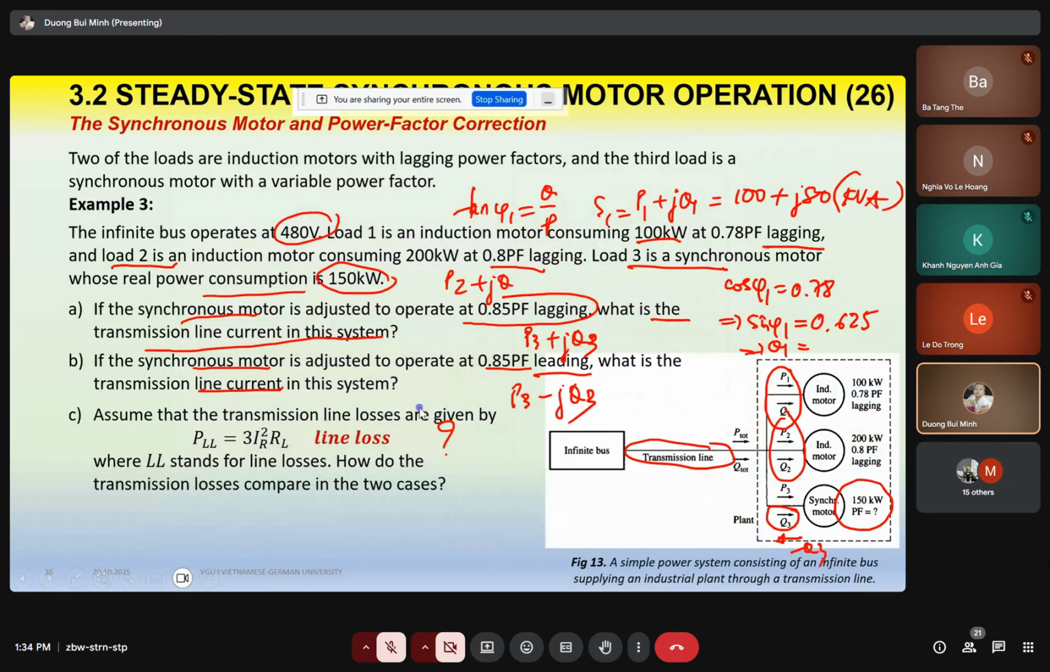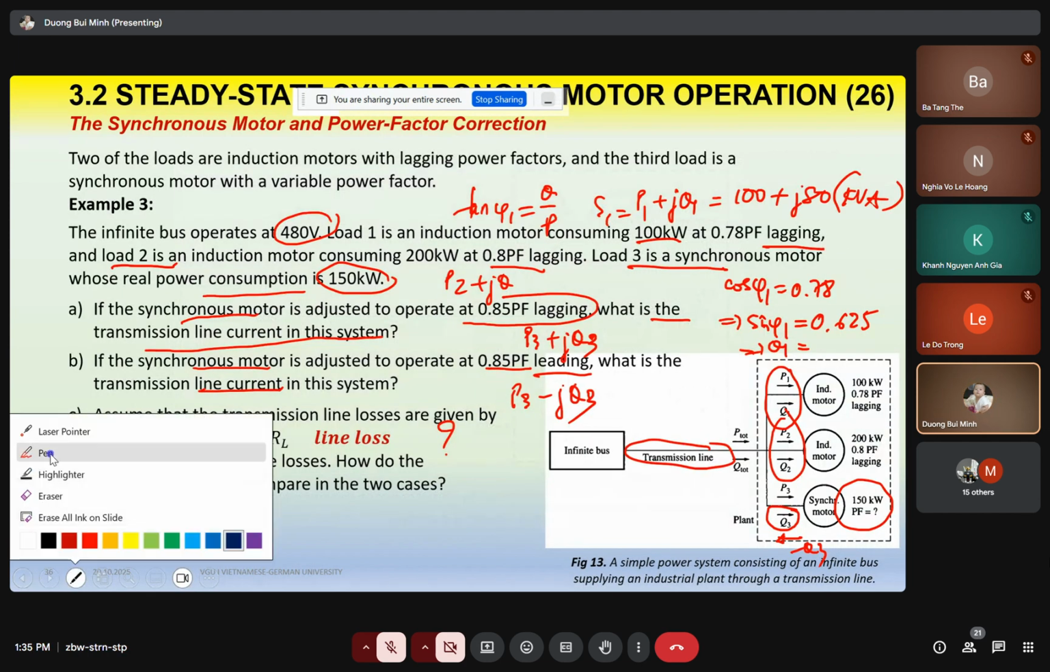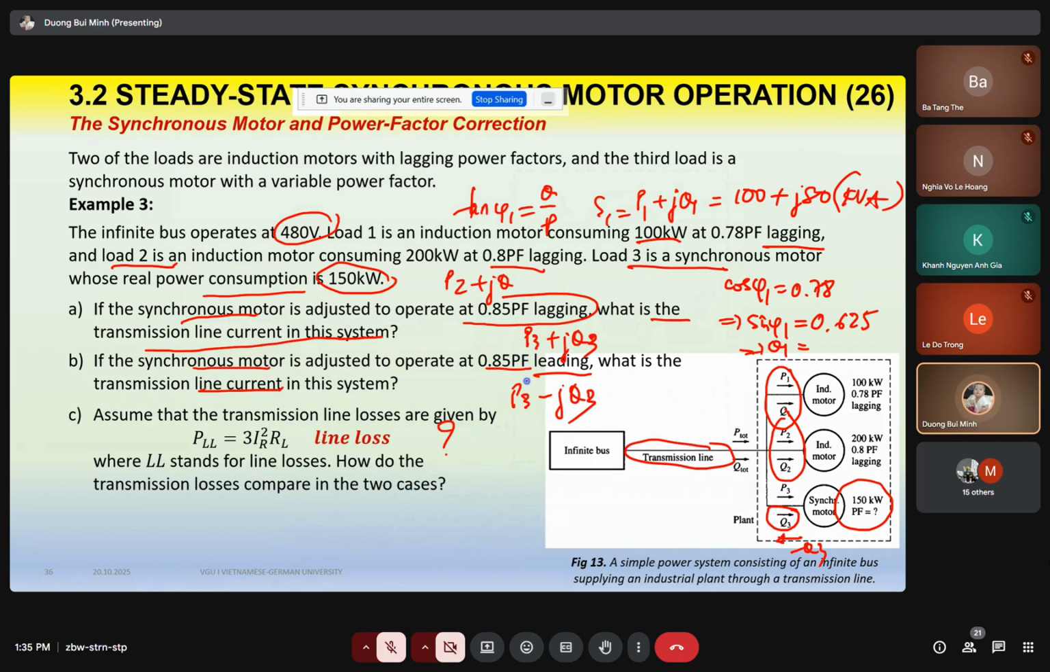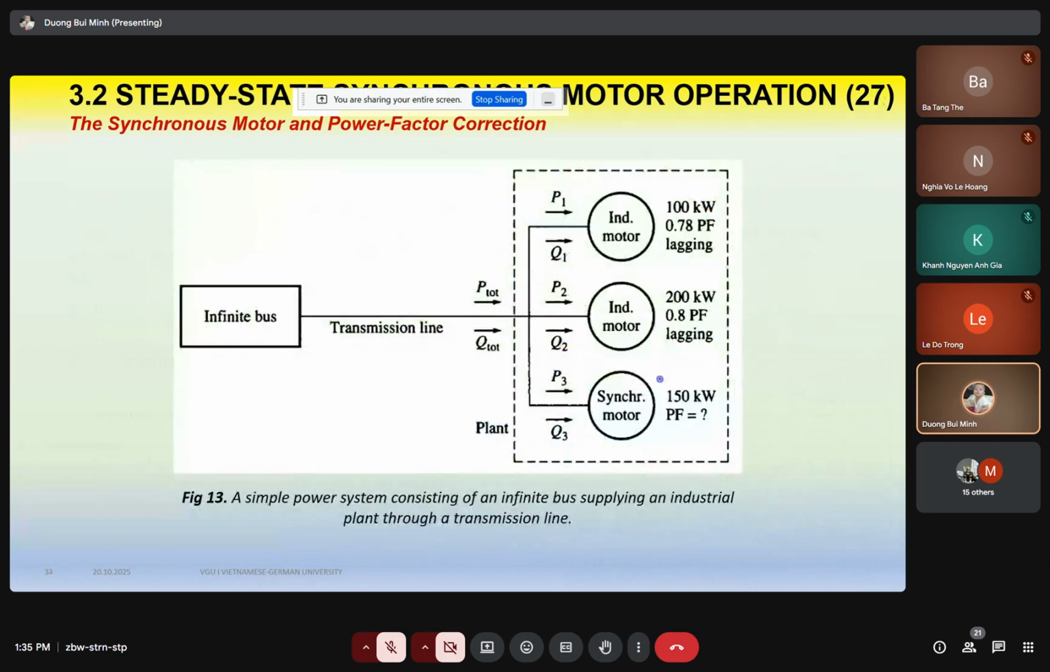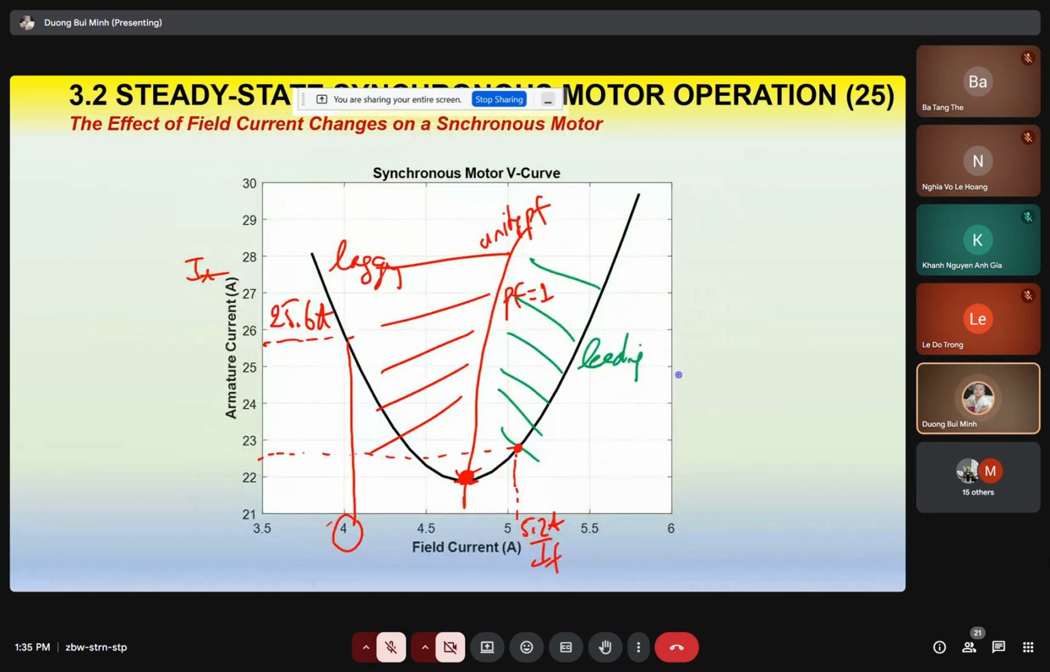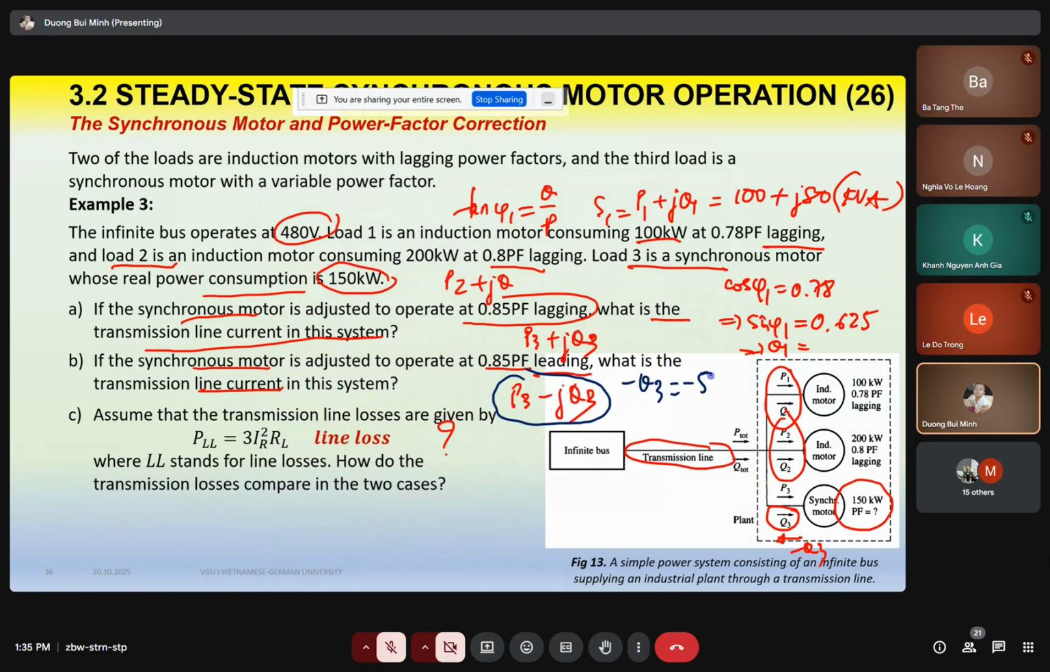Yeah, we discussed before. If we have lead-in, we have P3 minus Q3. What does minus Q3 mean, minus what? Minus 93 kVAR. Okay, so we can calculate line loss.